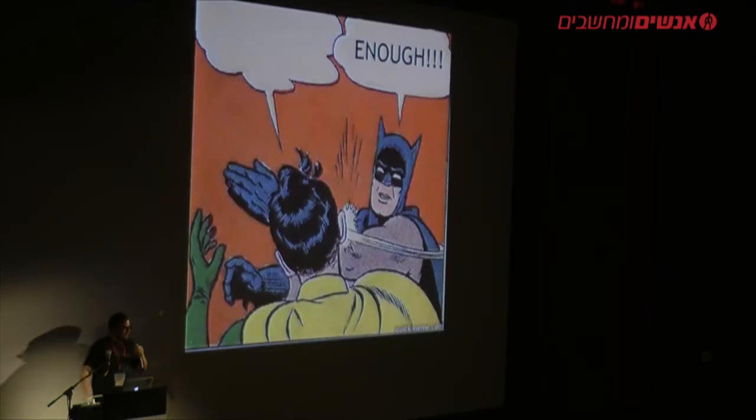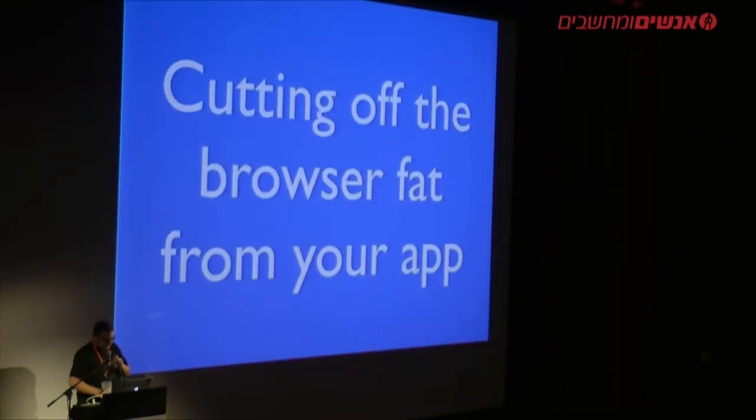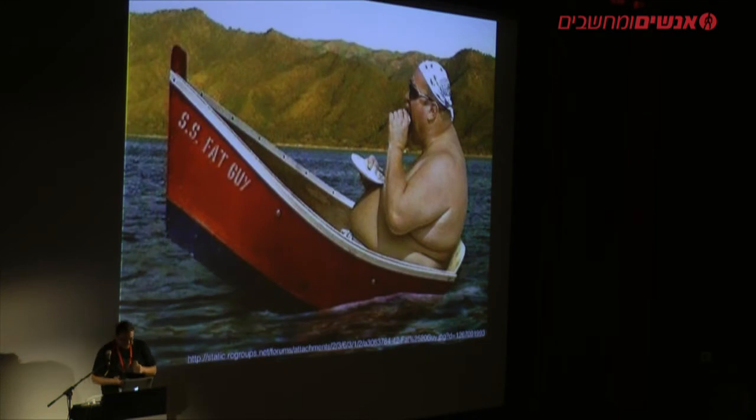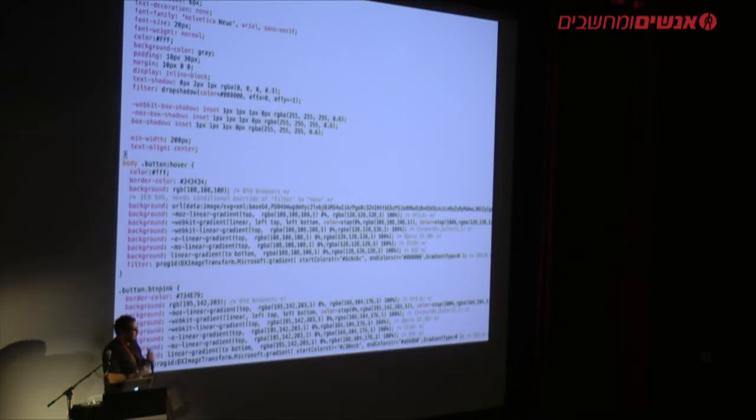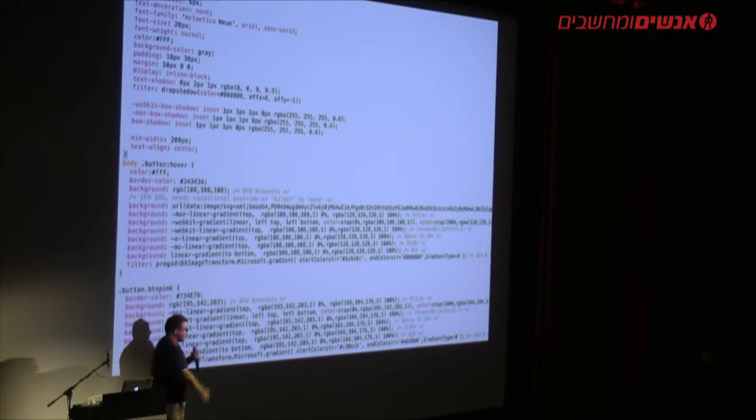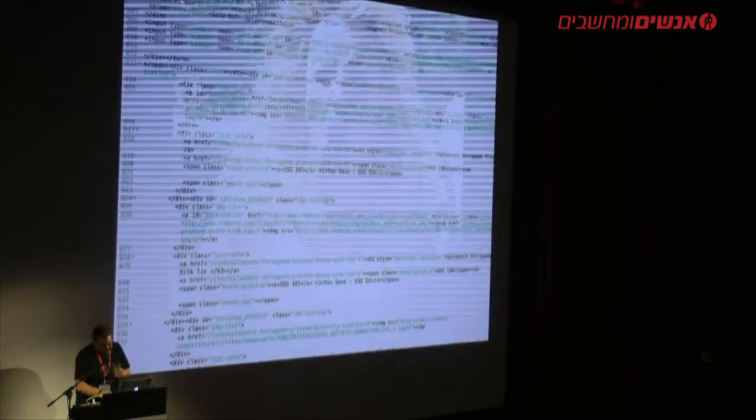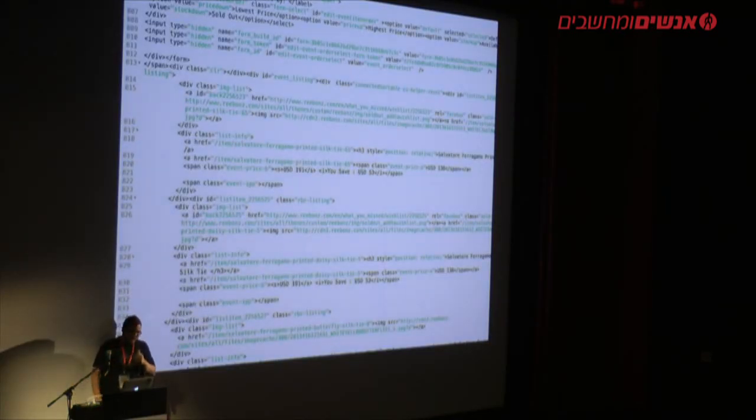And okay, that's enough. My talk: Cutting off the browser fat from your application. Well, first, let's start with what is browser fat. Basically, it is something that slows down your application in the front end, in the browser side, like CSS, JavaScript, but also images, and of course, HTML.